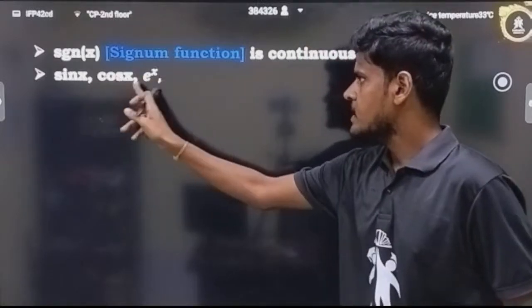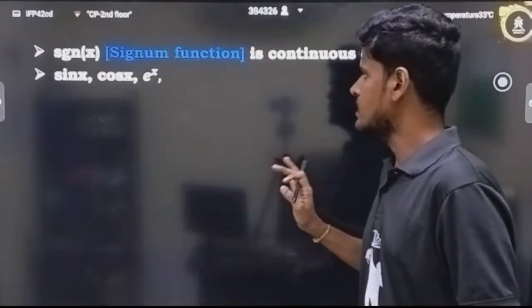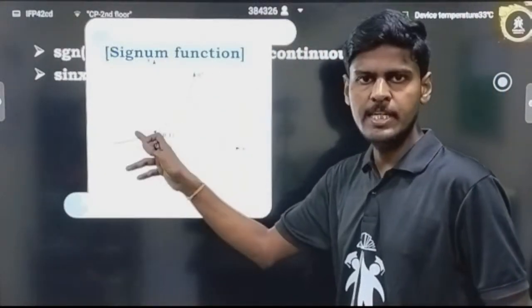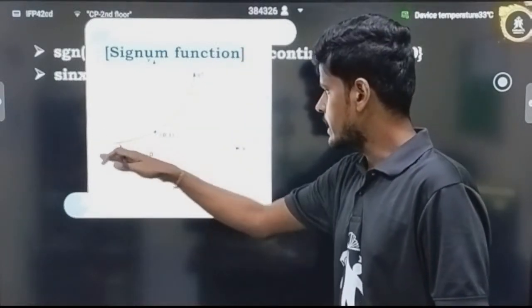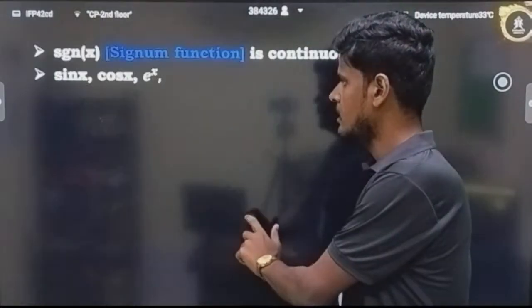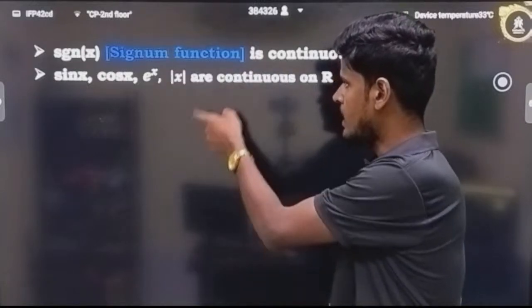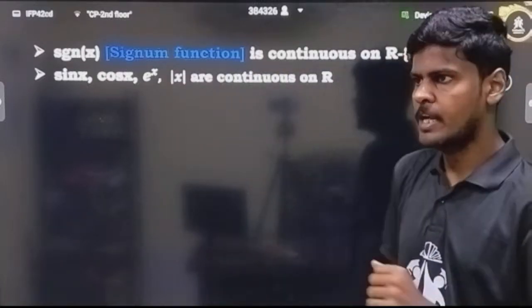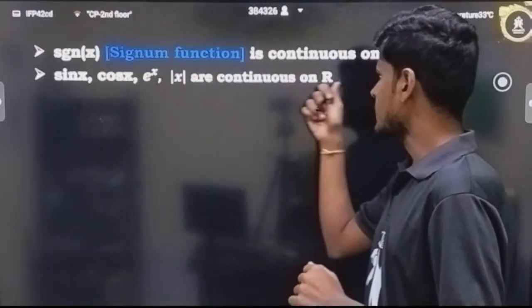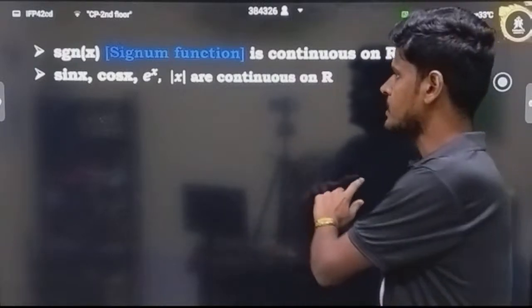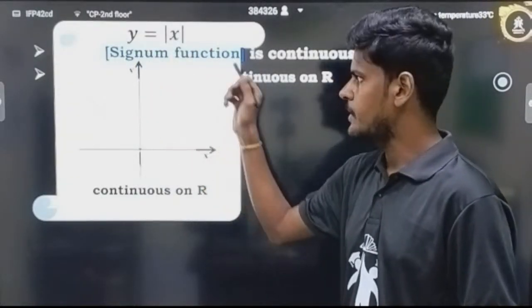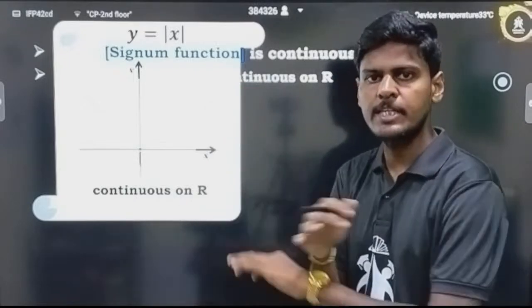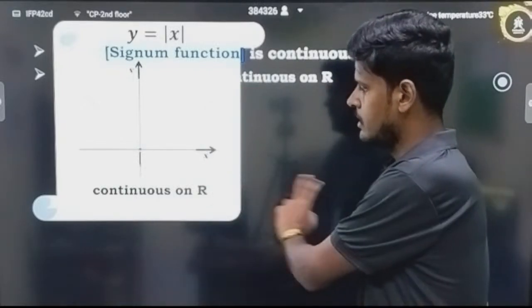Next is sin x, cos x, e power x graph we can see. So e power x is defined on all real numbers and it is a continuous function. Mod x, we already know how to draw graph of mod x. These are all continuous functions on all real numbers. So sin x, cos x, e power x, mod x, log x, everything is continuous in its domain.